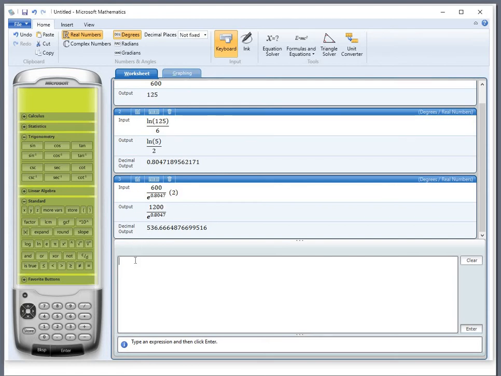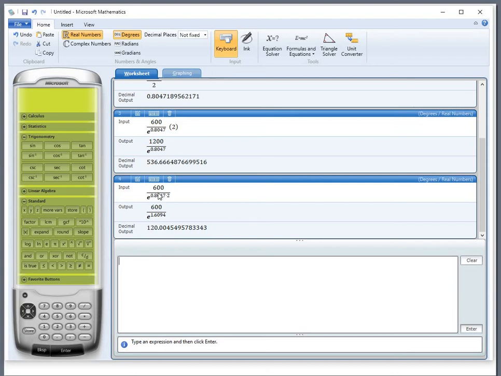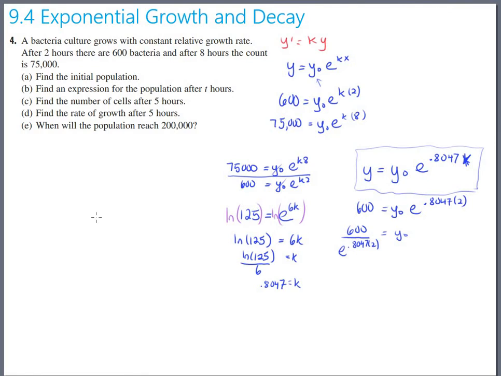Let's see if we didn't get the 2 in the right place. So let's try that again. 600 divided by e to the parentheses 0.8047 times 2, close parentheses. Okay, that looks a little better. So 120. So initial population's 120. So initial population, part A, 120. We already have part B now, which is to say the full equation that describes the number of bacteria at any given time.